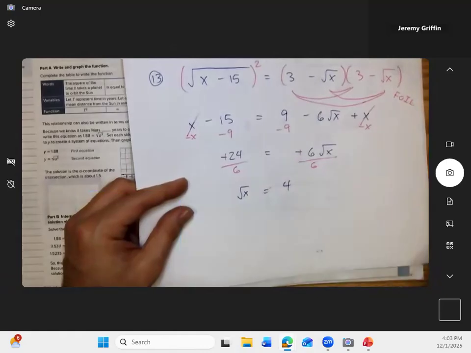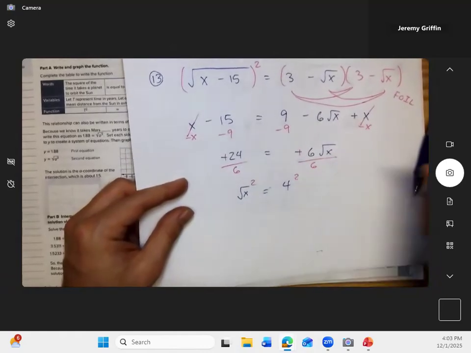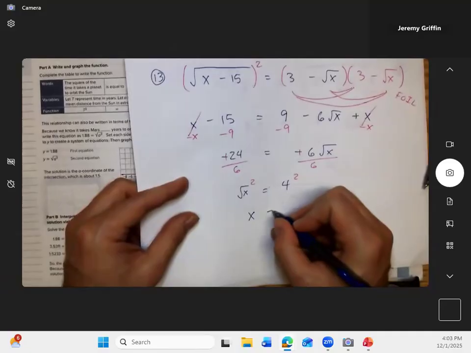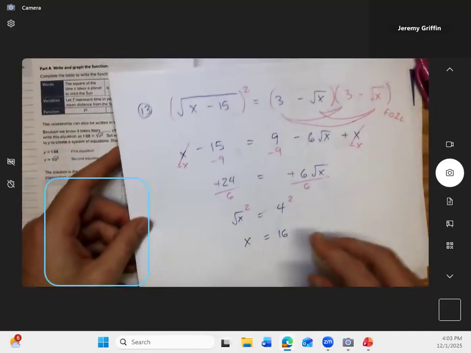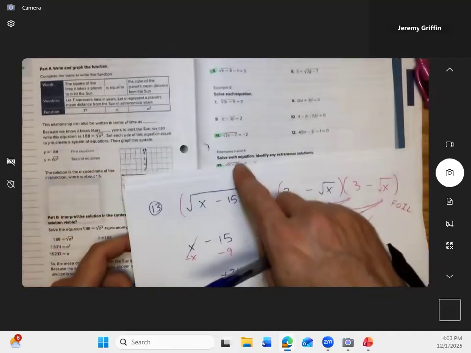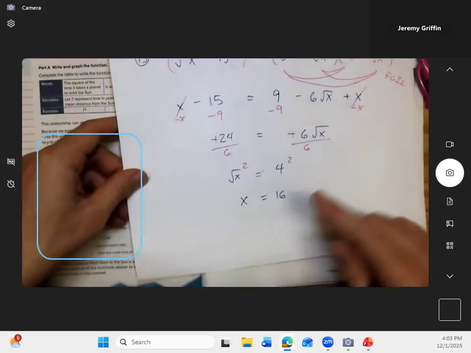And then square both sides. So square, square should be 16. x equals 16. Okay. Now I'm getting x equals 16. But let me check and make sure that works. So they don't have one of these extraneous solutions. Let's just make sure it works.